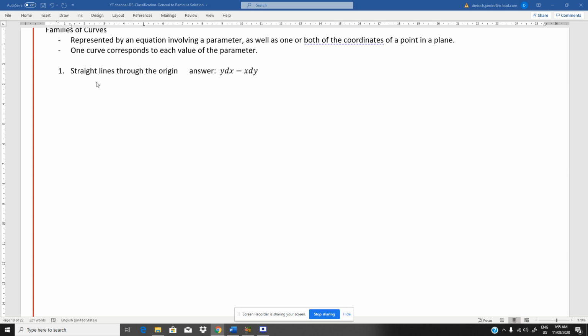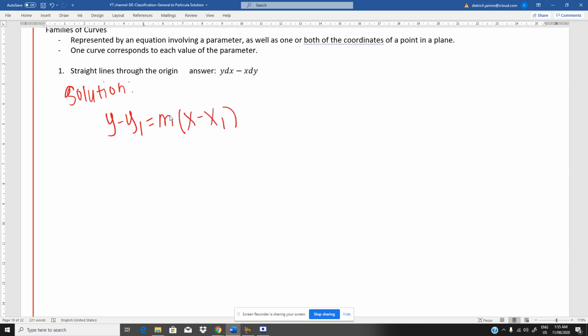We know that for straight lines, we can use the two point form slope formula. The equation of that is y minus y sub 1 is equal to m multiplied by x minus x sub 1.